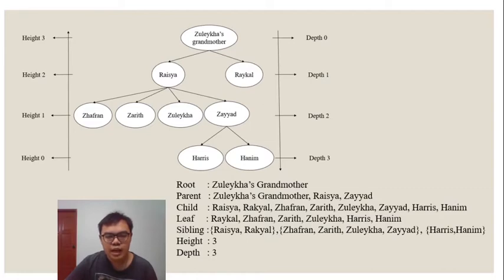The children are everyone except Zulaika's grandmother, which are Raisya, Raika, Zafan, Zahid, Zulaika, Rahid, Haris and Hanim. The nodes that have no children, the leaves, are Raika, Zafan, Zahid, Zulaika, Haris and Hanim. The siblings, which share the same parent, are Raisya and Raika; then Zafan, Zahid, Zulaika and Zahid; and lastly Haris and Hanim. The height you can see in this slide is 3, and the depth is also 3.